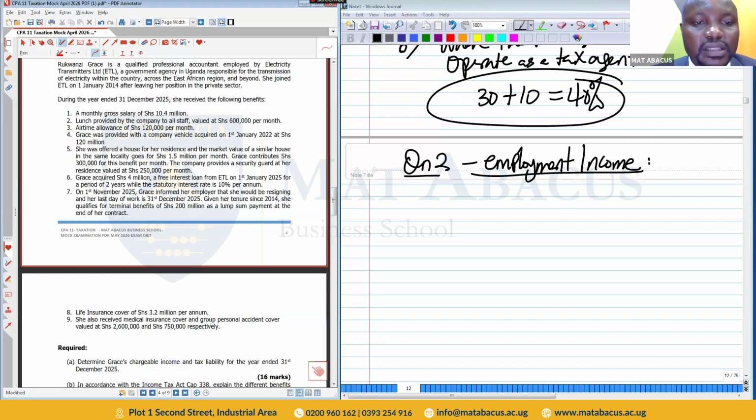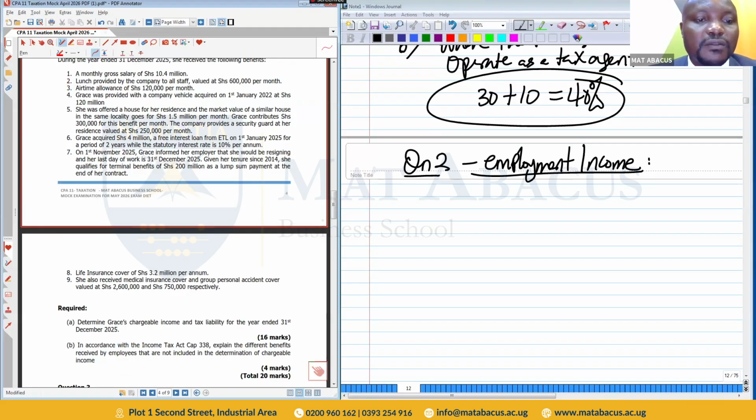During the year ended 31st December 2025, she received the following benefits: a monthly gross salary of 10.4 million, lunch provided by the company to all staff valued at 600,000 per month, airtime allowance of shillings 120,000 per month. Grace was provided with a company vehicle acquired on 1st January 2022 at shillings 120 million. She was offered a house for her residence, and a market value of a similar house in the same locality goes for 1.5 million per month.